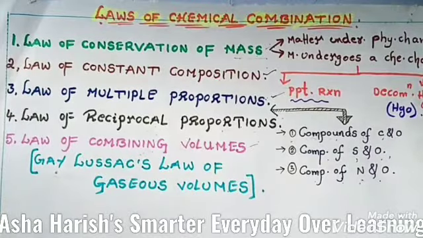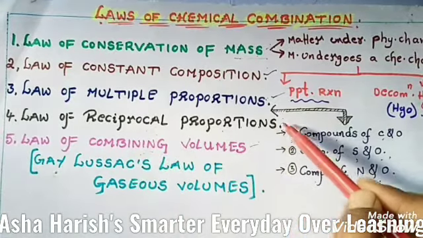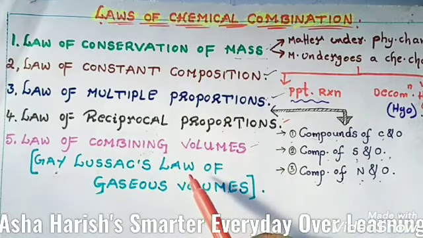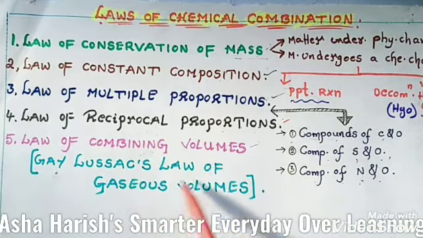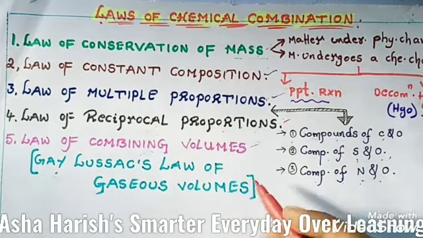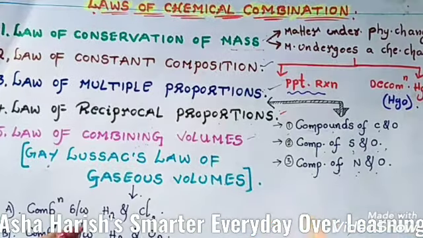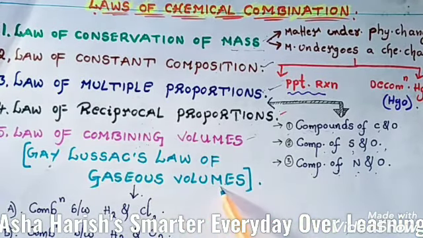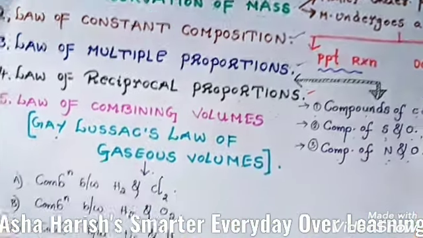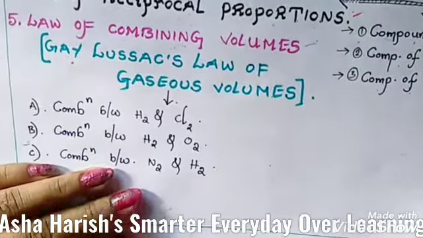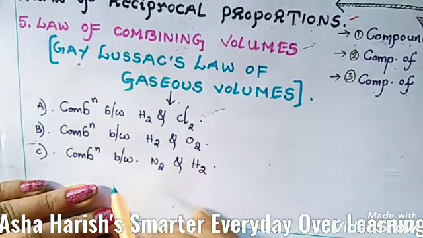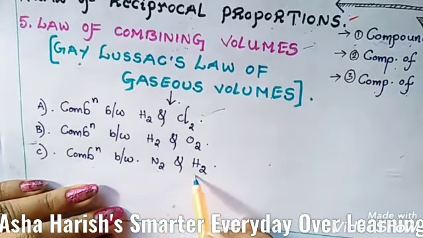Coming to our mind mapping, what I have written in this fourth type is also completed, students, and we have left the law of combining volumes, Gay-Lussac's law of gaseous volumes. This is only left over. In this fifth law of chemical combination, Gay-Lussac's law of gaseous volumes, you are going to study 3 conditions. The first one is combination between hydrogen and chlorine, the next one is combination between hydrogen and oxygen, and the third one is combination between nitrogen and hydrogen.